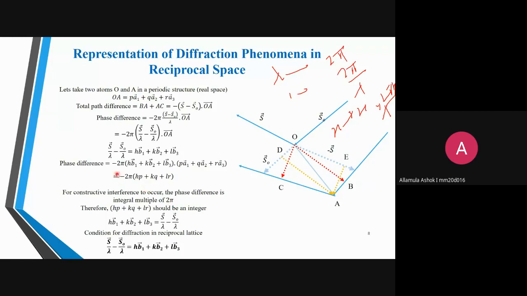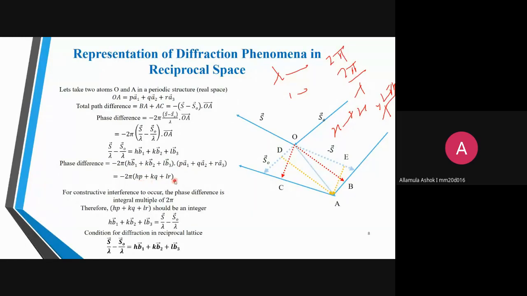And we know the condition for diffraction, or constructive interference, to occur is that the total phase difference is an integral multiple of 2 pi. Then diffraction occurs. Already it is 2 pi into some factor. If this factor is an integer, then it satisfies the diffraction condition. Anyhow, P, Q are integers. But HKL, if these HKL are integers, it satisfies the diffraction condition.